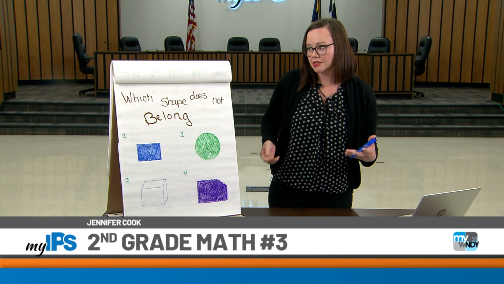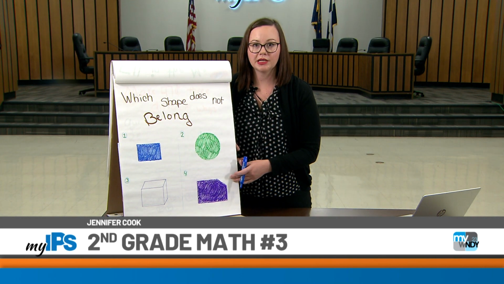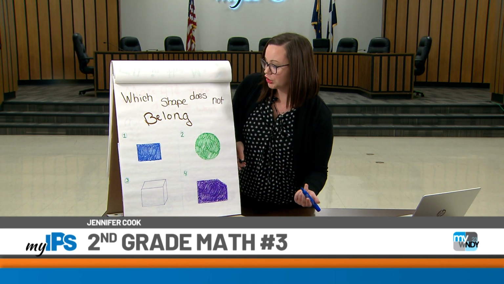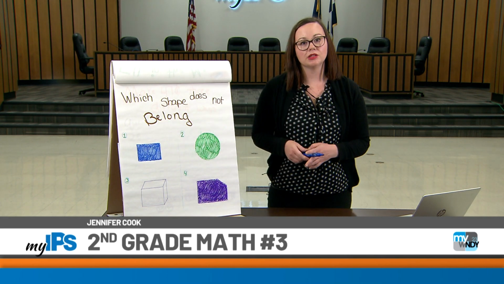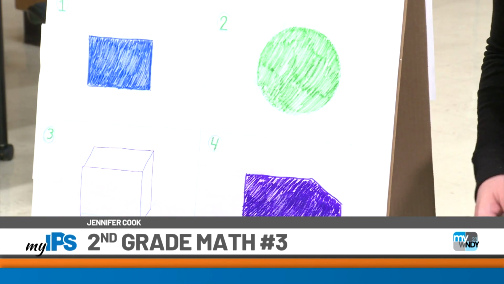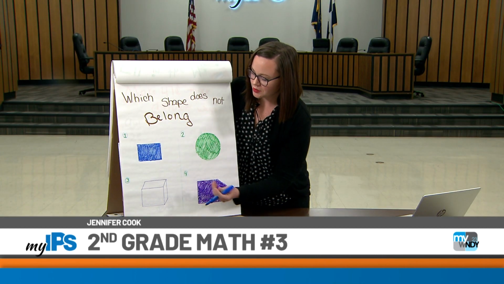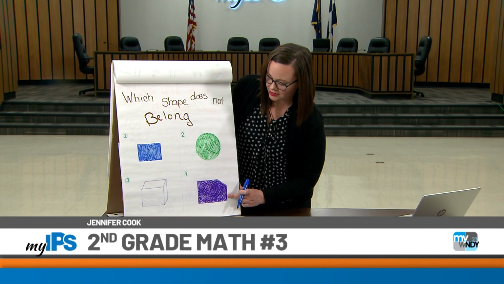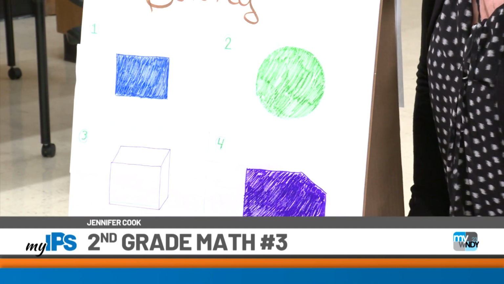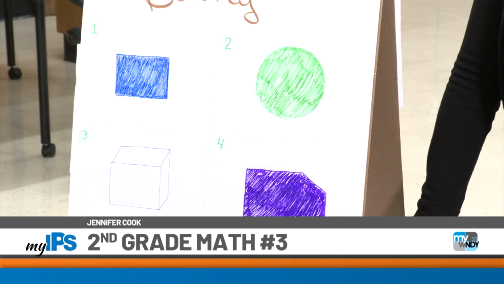The next section is a puzzle. So you have something similar in your packet like this. We are looking at which shape does not belong. So look at the shapes. Which shape does not belong? We have the square, the circle, the cube, and the pentagon shape. Looking at these, can you decide which one would not belong?